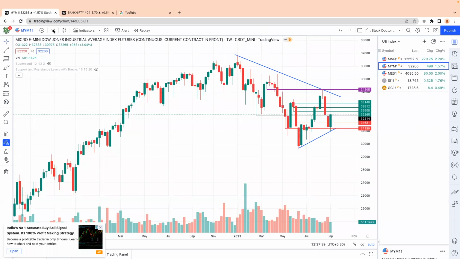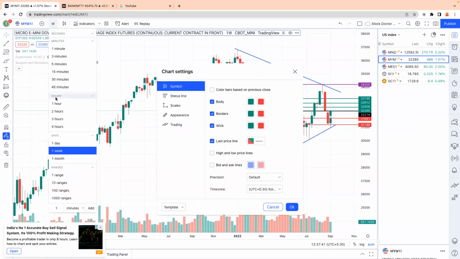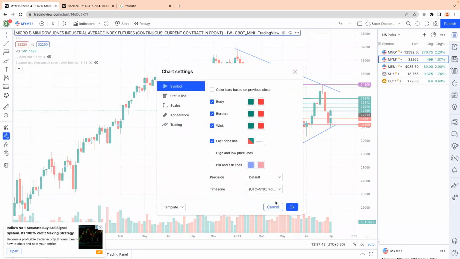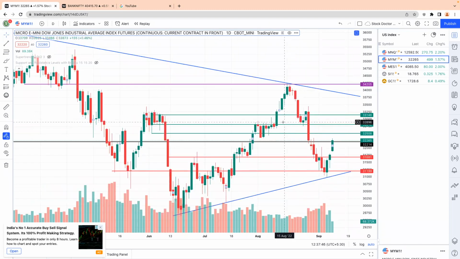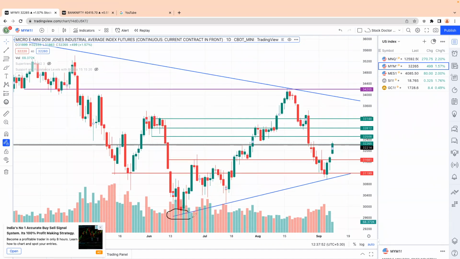If we convert it into the day chart, what the day chart tells us is that Dow Jones took support three times. This is the first, this is the second, and this is the third time. So Dow Jones has formed a very strong base near the 30,000 to 31,000 level. Near this area, Dow Jones has created very good support.